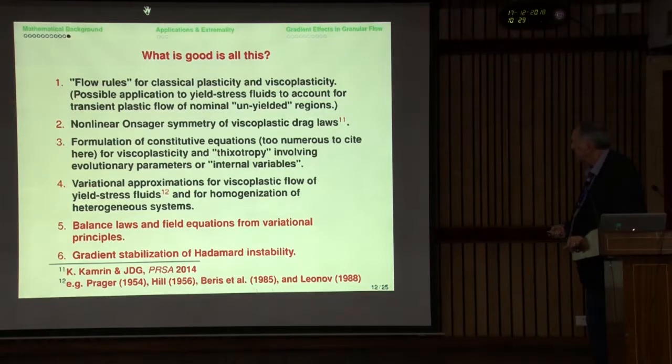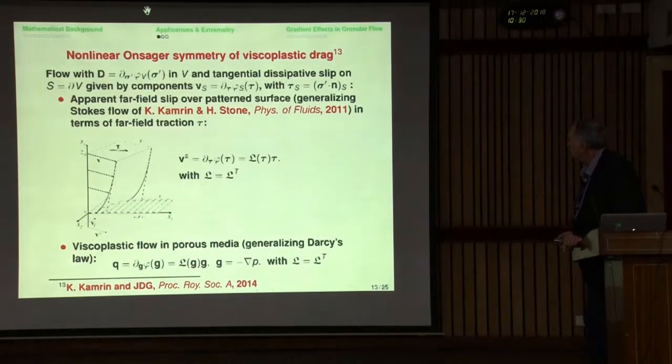There are interesting variational approximations for viscoplastic flow of yield stress fluids, which have already been applied by several people, Prager, Hill, and Barris, and also Leonov, as a phenomenological proposition. Ritalin's work makes this exact. You can get balance laws and field equations from variational principles. And the subject of this talk is really the incorporation of higher gradients to stabilize or regularize Hadamard instability. I won't spend too much time on this.